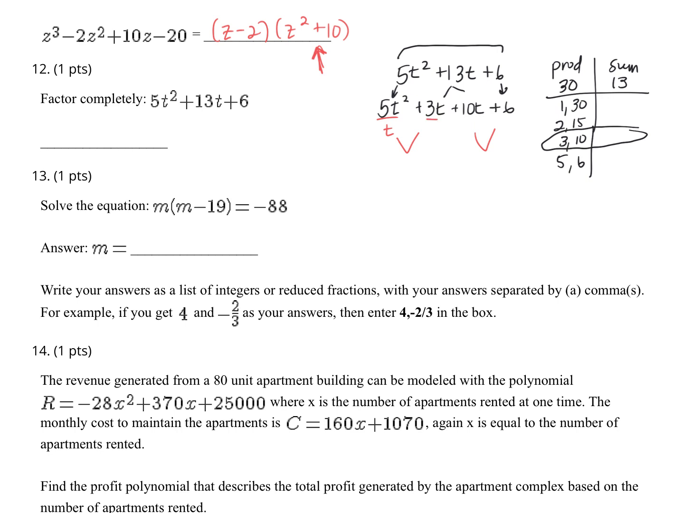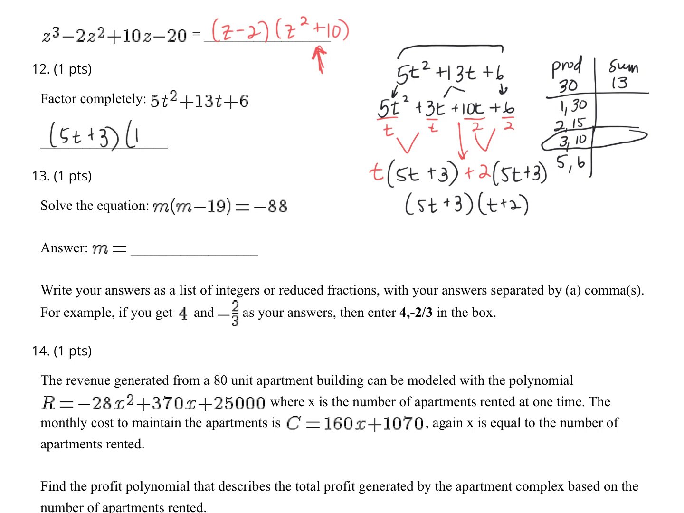So t is in common with the first pair. That would be 5t plus 3. We bring down the plus. It looks like maybe a 2 is in common with the second pair, and that would leave 5t plus 3. So 5t plus 3 times t plus 2 is the factored version of that one.